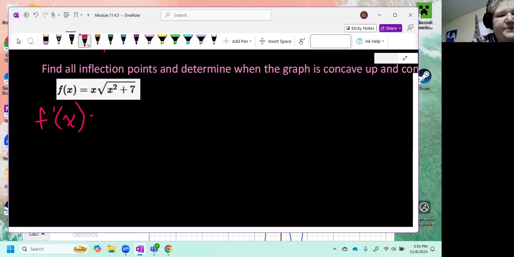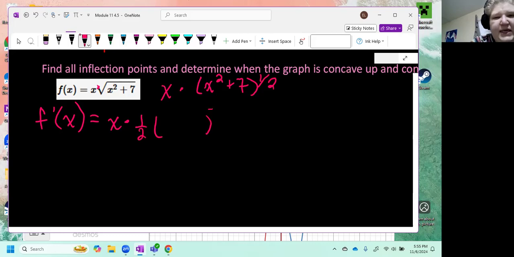So f prime of x, my first thing is x versus my square root. I'm going to keep the x, and I'm going to process that as (x squared plus 7) to the 1/2. So I focus on my outside derivative. The 1/2 comes down, ugly to the negative 1/2, because that's 1/2 minus 1, and then times the derivative of ugly. Let's fill in ugly, x squared plus 7, and the derivative of x squared plus 7 there is 2x.